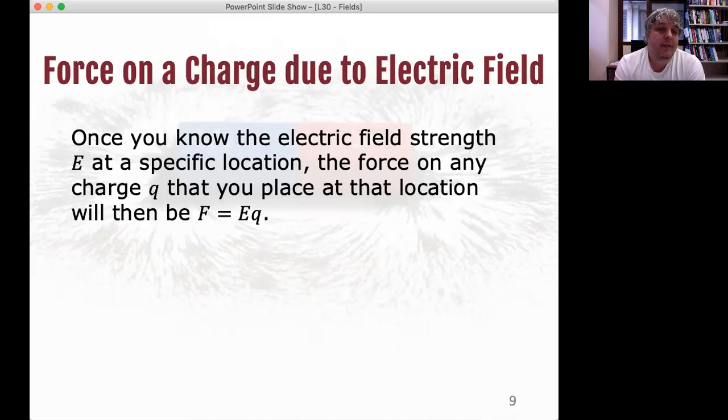Once you know the electric field strength at any location, which we use the letter E to represent, as you saw on the previous slide, then the force on any charged particle that you place at a specific location will be that electric field strength E times Q, the charge on the particle that you just put there. So that is essentially calculating Coulomb's law. It's just using this electric field strength as an intermediate step so that we don't have to do the full Coulomb's law calculation every time.